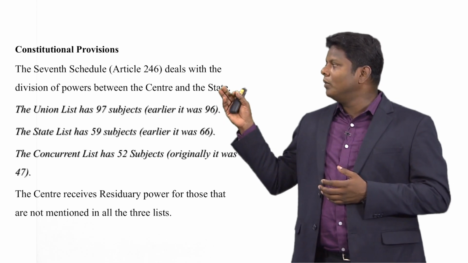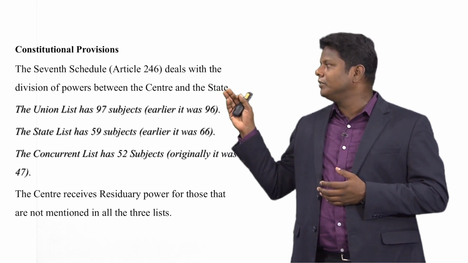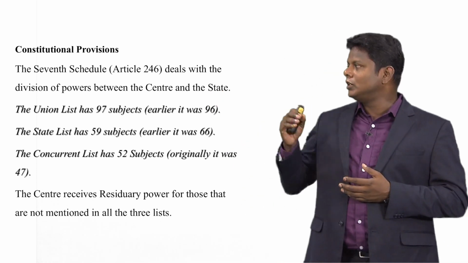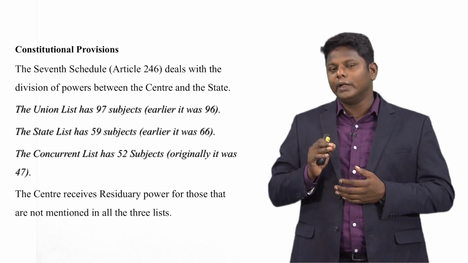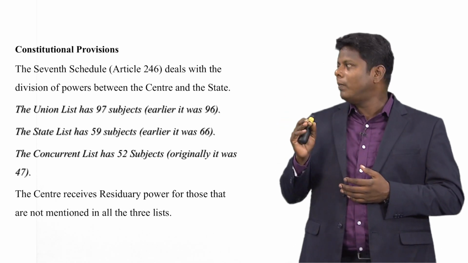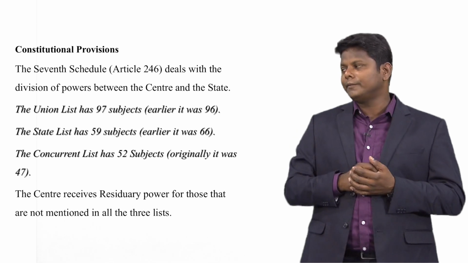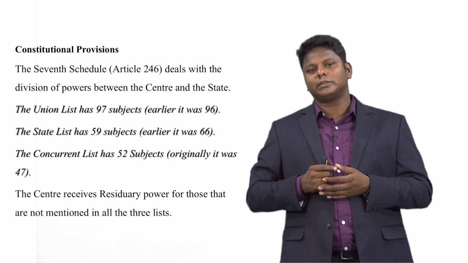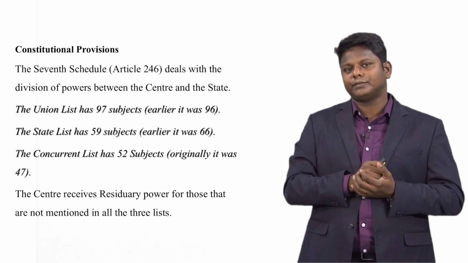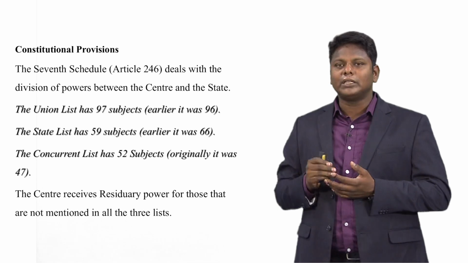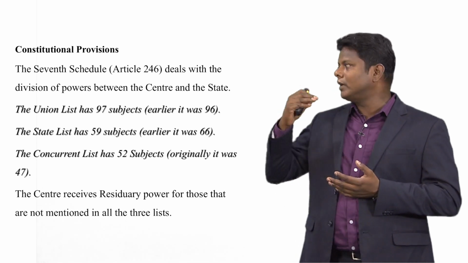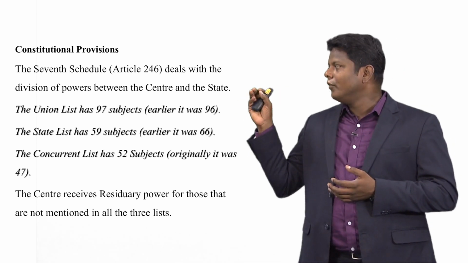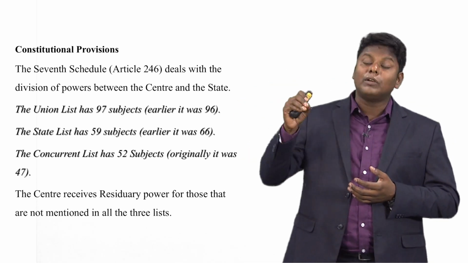The 7th schedule, article 246, deals with the division of powers between the center and the state government. The union list has 97 subjects. Earlier it was 96. The state list has 59 subjects. Earlier it was 66. The concurrent list has 52 subjects. Originally it was 47.